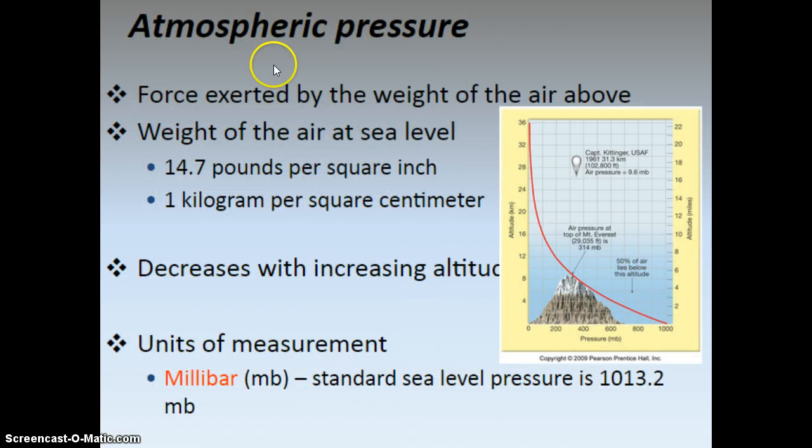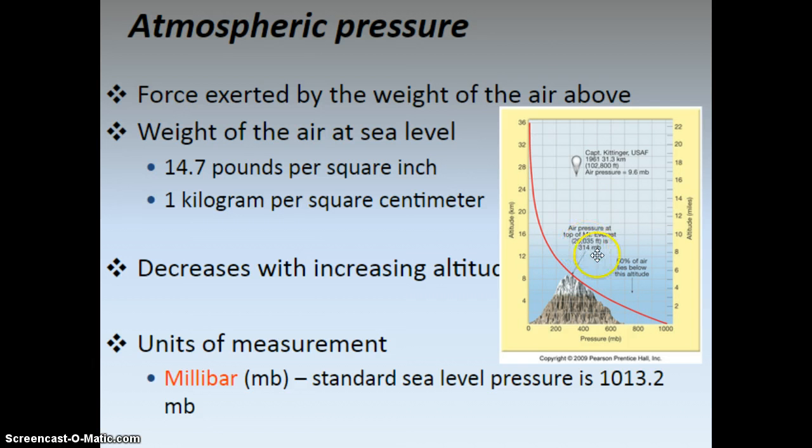So as we talk about atmospheric pressure, this is the force exerted by the weight of the air above. The weight of the air at sea level is 14.7 pounds per square inch, or 1 kilogram per square centimeter. This decreases with increasing altitude. So here's a picture. If I'm standing at sea level, I have a pressure of 14.7 pounds per square inch. And the higher I am in altitude, if I'm standing at the top of Mount Everest here in the picture, I have a lot less pressure on me than I would have at sea level.